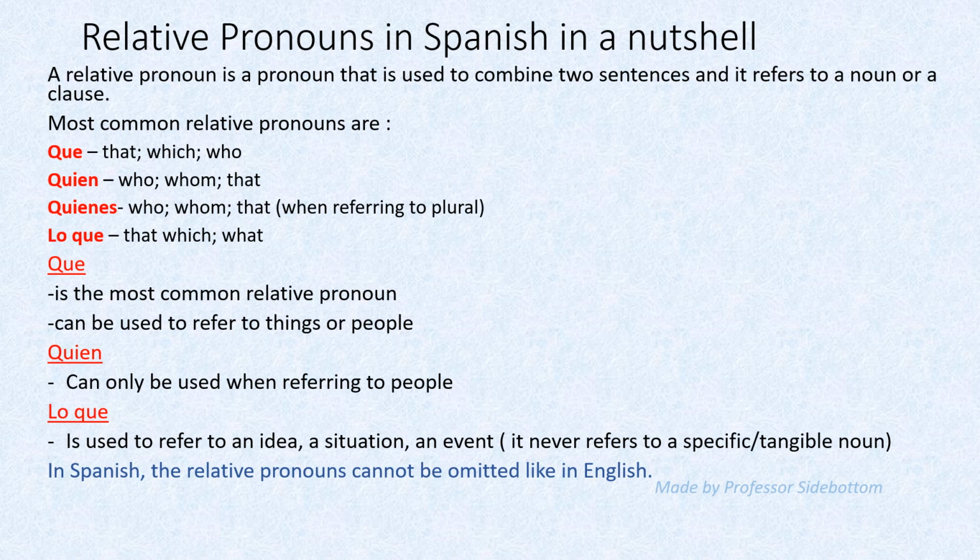In Spanish, the relative pronouns cannot be omitted like in English.